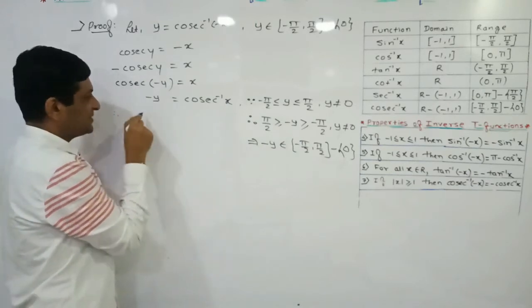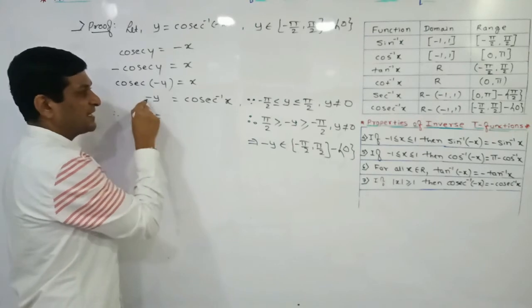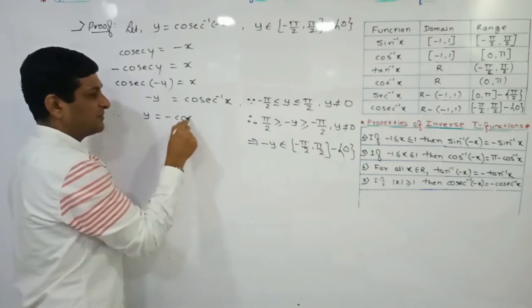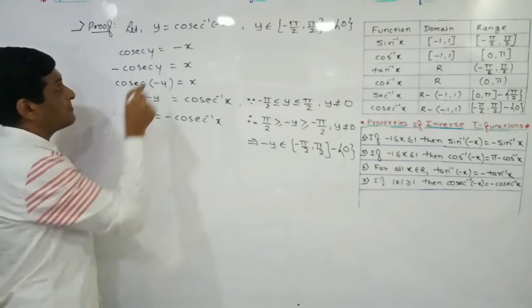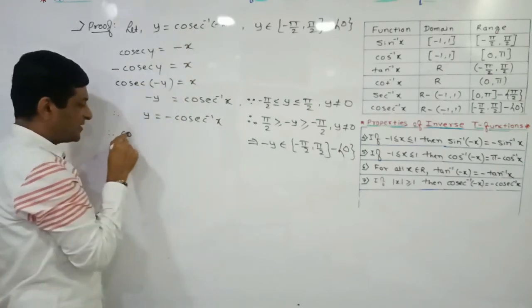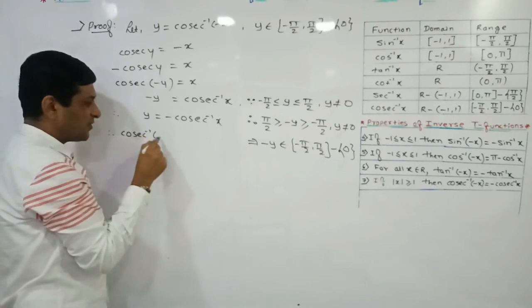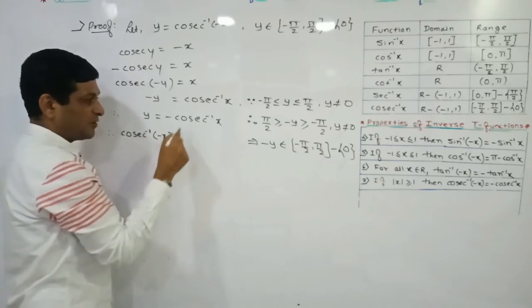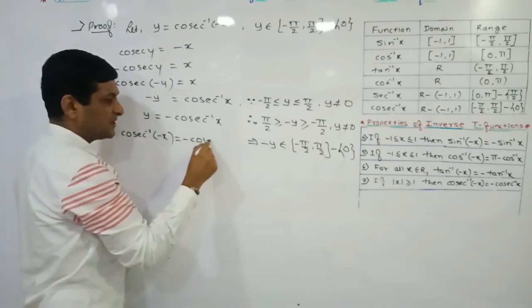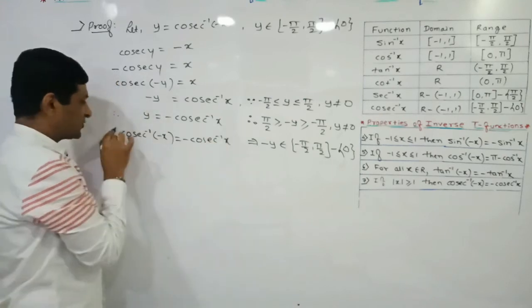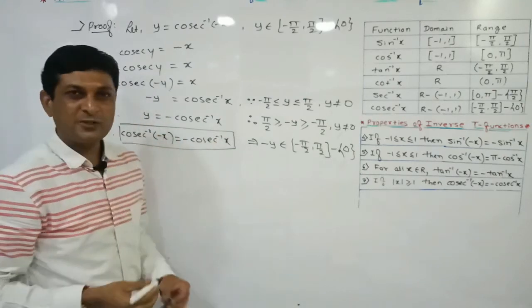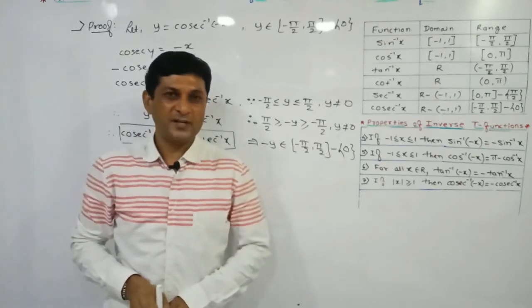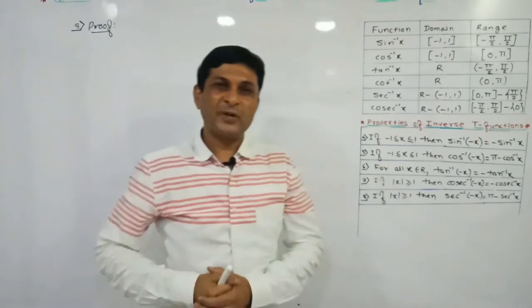So therefore this y, keep it as it is, taking minus on this side. On this side we will get minus cosec inverse of x, and lastly replace this y by its value. What is the value of y? Cosec inverse of minus x, and on this side minus cosec inverse of x, keep it as it is. So this is the result which we had to prove. In this way we have got the proof of the 7th important property. Now see property number 8.